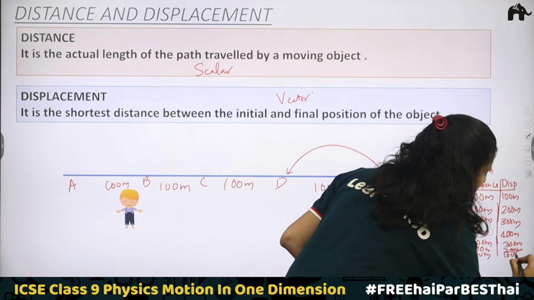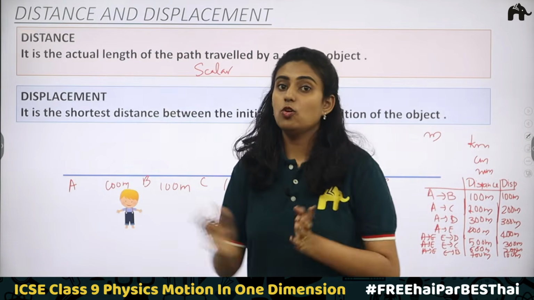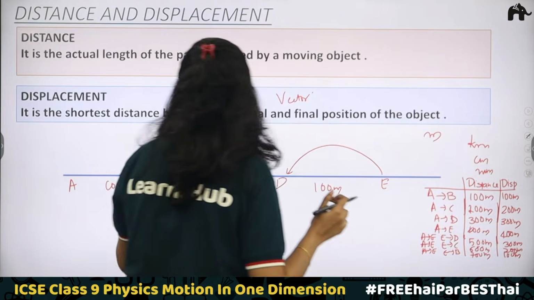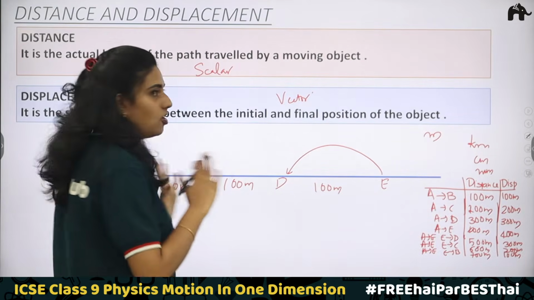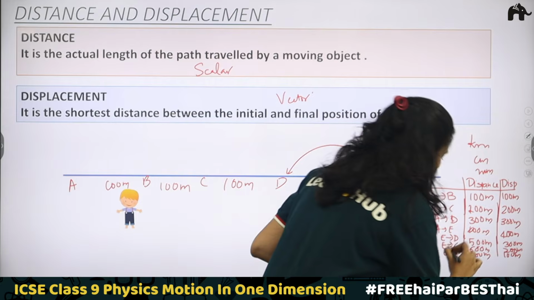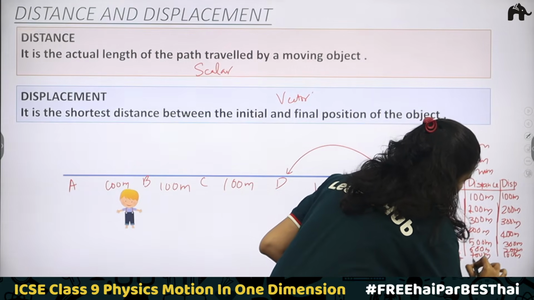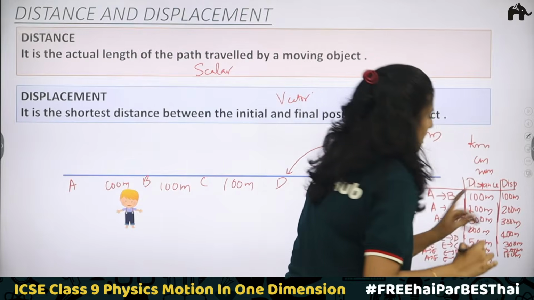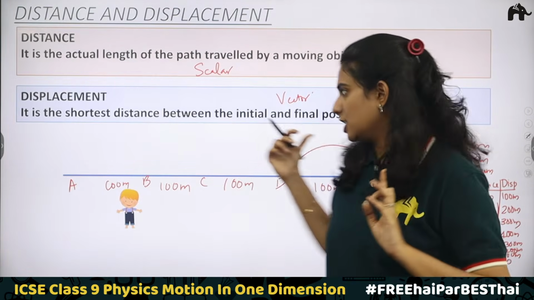Okay. Then the final position, that is he reaches back to A. Then what is the distance? Total 100 plus 100 plus 100 plus 100, reverse again 100, 100, 100, 100. On adding you will be getting a total of 800 meters, A to E, E to A. And the displacement will be 0 here, because the initial and final positions are the same.